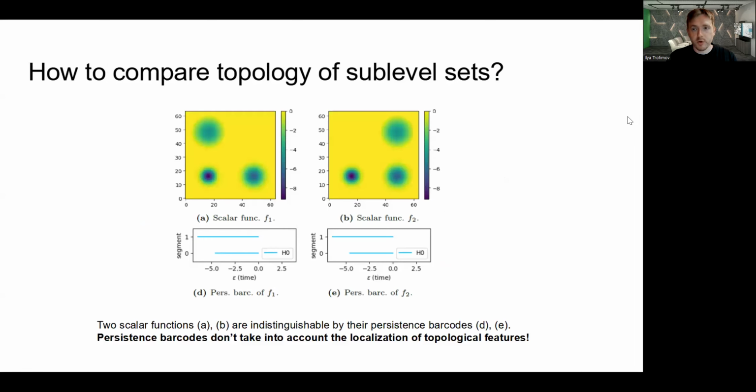How to compare topology of sublevel sets? On this slide, you can see two functions, f1 and f2. Each of them has three local minima, and this structure of sublevel sets is depicted by persistence barcodes. But the problem here is that two scalar functions are different. They have different local minima, but they are indistinguishable by their persistence barcodes, because persistence barcodes don't take into account the localization of topological features.